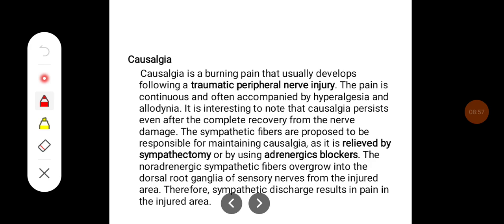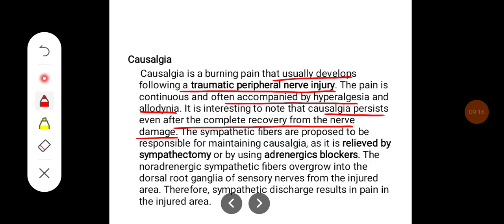Causalgia is a burning pain that usually develops following a traumatic peripheral nerve injury. The pain is continuous and often accompanied by hyperalgesia and allodynia. It is interesting to note that causalgia persists even after the complete recovery from nerve damage.